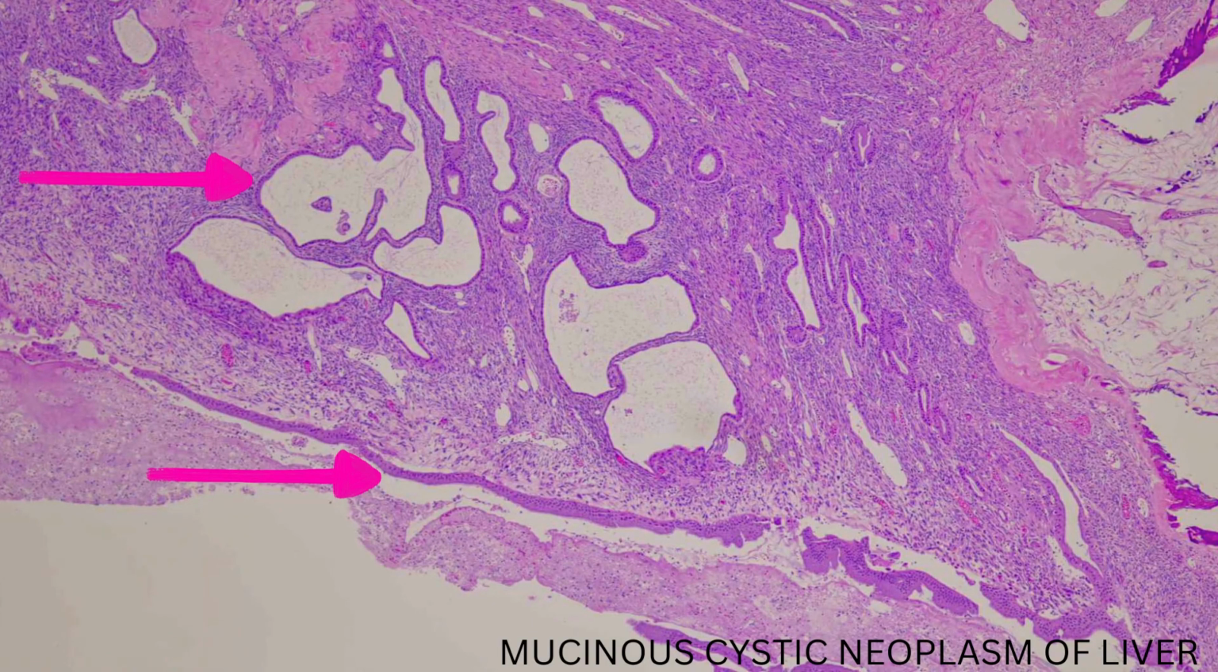Our second slide is mucinous cystic neoplasm of the liver. Microscopically, mucinous cystic neoplasms are typically single and exhibit multiloculation surrounded by a thick fibrotic capsule. And histologically, here we can appreciate that this is multiple locules of the cystic lesion, and they are lined by mucinous type epithelium.